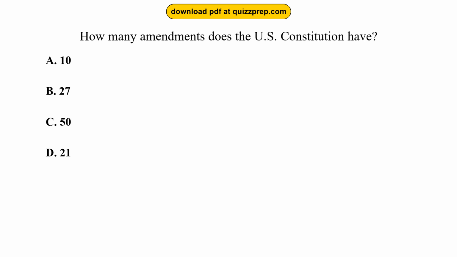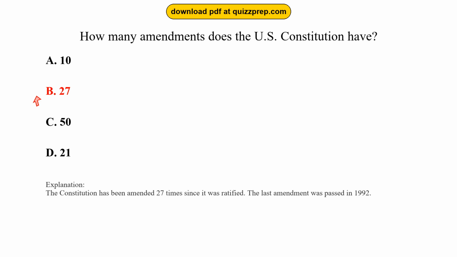Question 92. How many amendments does the U.S. Constitution have? Option A, 10. Option B, 27. Option C, 50. Option D, 21. The correct answer is option B, 27. The Constitution has been amended 27 times since it was ratified. The last amendment was passed in 1992.